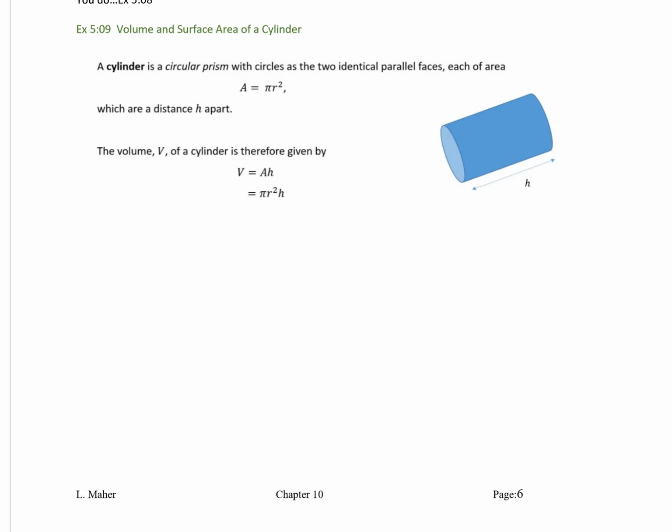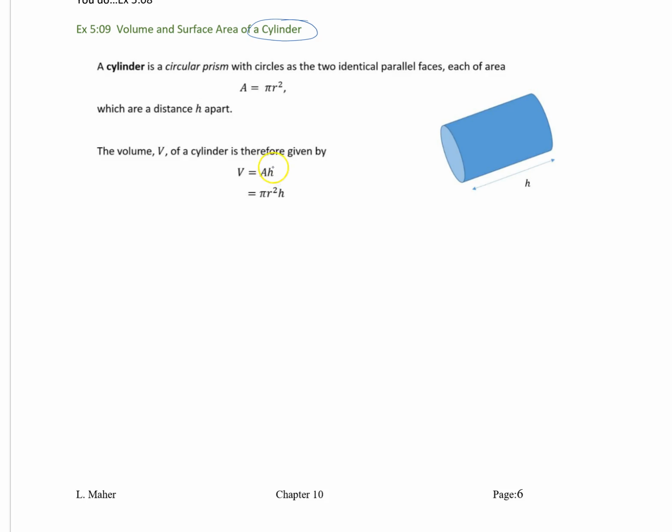In exercise 509, we're going to look at the volume and surface area of a cylinder. Now, some people actually consider that a cylinder is a prism, and it's a prism because it does have two identical faces, and they are circular, and they are a fixed distance apart, which we usually call the height. And the other thing about it is the formula for the volume of a cylinder can be found by using the same formula as the volume of a prism.